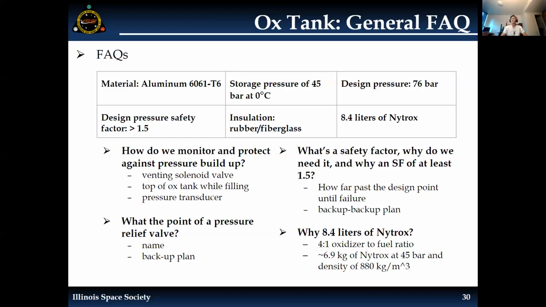The next thing is a safety factor. What is it, why we need it, and why a safety factor of at least 1.5. So a safety factor is basically a multiplicative coefficient that we apply to our design pressures. And that basically tells us how far past the design point the pressure vessel will actually fail, right? It's basically a backup to the backup plan. So if our solenoid valve fails and our pressure relief valve fails, we still want to be able to have the tank not fail on us. So this is like a fail-safe to the fail-safe.